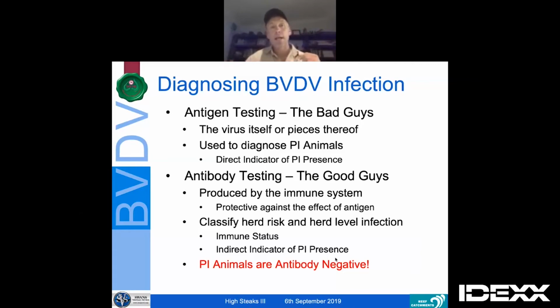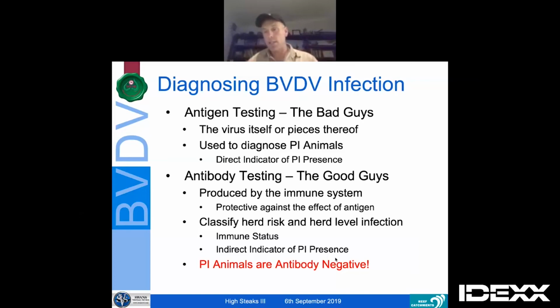So antigen testing, looking for the bad guy, is a direct indicator of PI presence. If you've got a bunch of calves and a couple look shonky, and you ear notch and test them and it's a PI, that's a direct indicator of PI presence in that group of heifers. You don't need antibody testing, depending on how old they are, because if they're really young there's some maternal antibody interference, but don't worry about that right now. You have direct evidence that the group was affected by a PI during gestation. Where there's a PI, there's usually more.